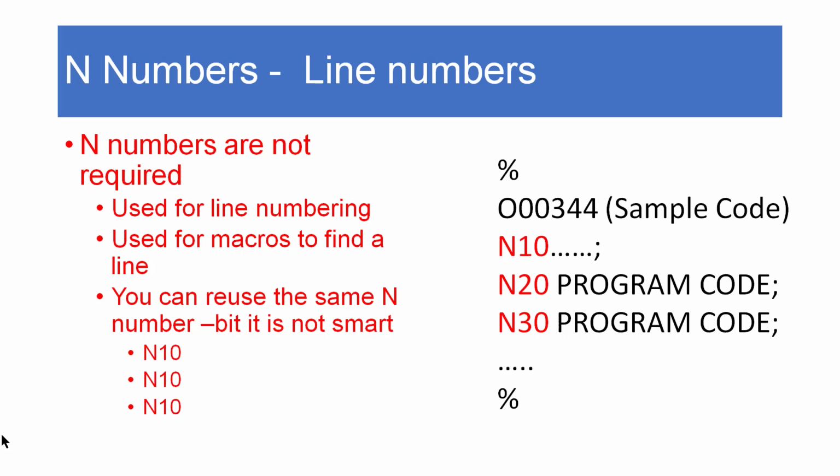So you've got to be careful how you use your N numbers and how you change them, because they can have implications. We'll learn more about that later on. Another interesting thing is the computer doesn't really read them, except for macros. So you can use line numbers N10, N10, N10 all the way through. Not super clever, but you could. So N numbers are for humans, except when macros are running and trying to find the location in the program.